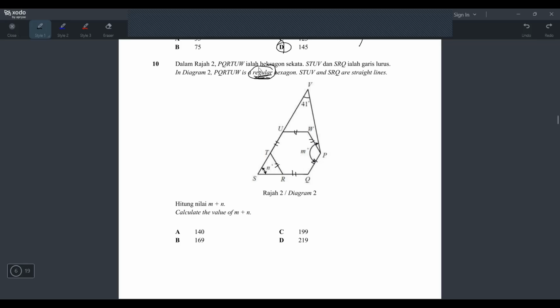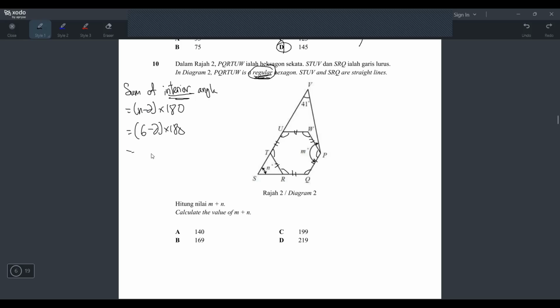Okay, I'll straight away tell you, if they mention regular hexagon, you can actually find out how many degrees each angle is. It will be 120. Let me show you the formula. The sum of interior angles formula is what? It's n minus 2 times 180. What is interior angle? Interior angle means sudut dalam. So n is how many sides? For example, this one has 6 sides, right? So for n you put 6, and then minus 2 times 180. Once you press this, you will get 720.